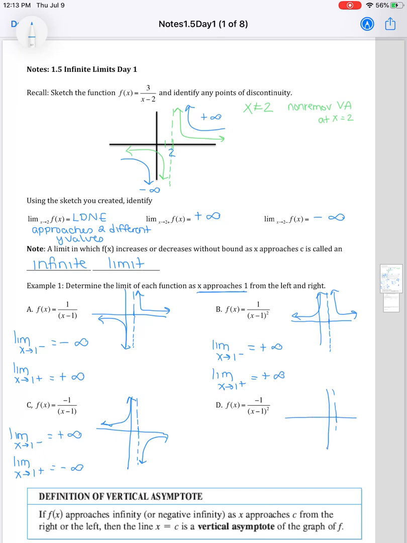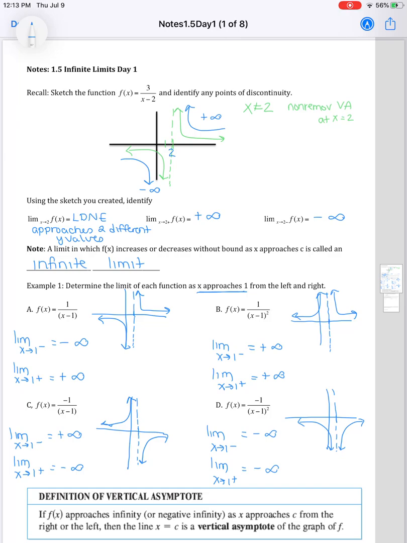And for D, still vertical asymptote at 1, the only difference is because of that negative in the numerator, your arches are going to be going down like this. So now the limit as x approaches 1 from the left and the limit as x approaches 1 from the right is going to be equaling negative infinity for those.